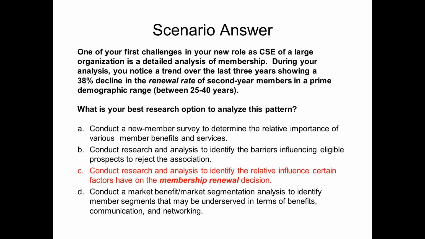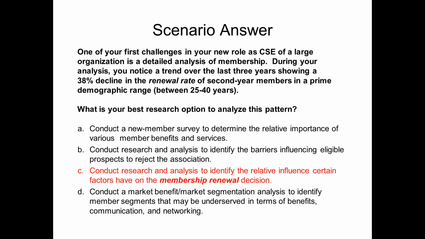The challenge here is a lot of these are valid answers that prompt me with a different question. The answer is C. Conduct research and analysis to identify the relative influence certain factors have on the member renewal decision. It's the redesign question string. The issue they're having is a problem with a renewal rate. So answer choice A is talking about a new member survey. That's not going to help you figure out what your renewal problem is.